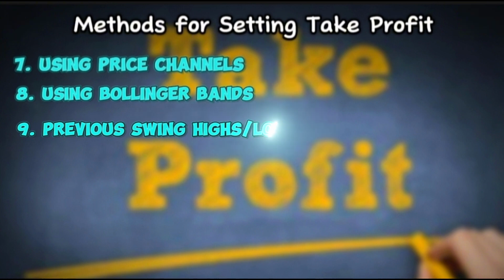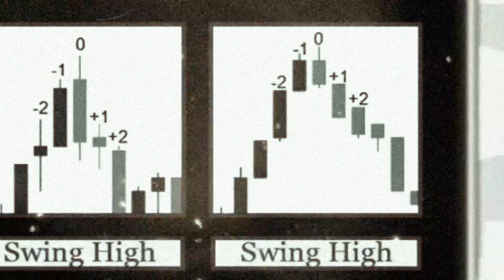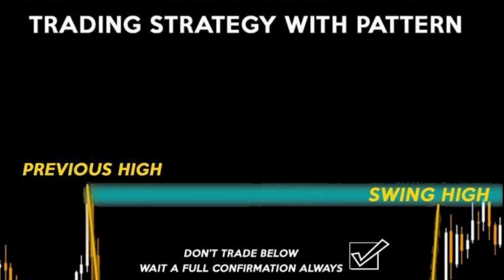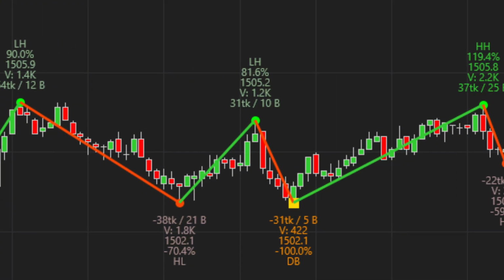9. Previous swing highs and lows. In uptrends, previous highs can act as resistance, making them ideal take profit points. In downtrends, previous lows serve as support, where traders may exit their trades.